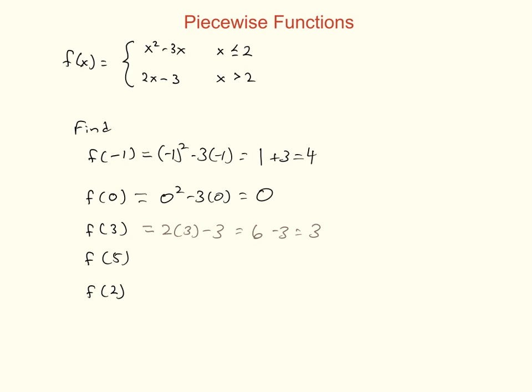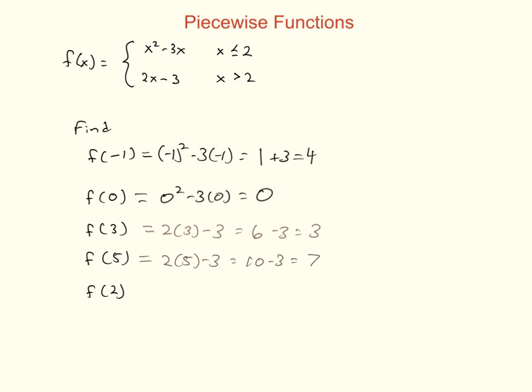f of 5 also is a number that is bigger than 2, so I plug it into that bottom piece, and I know f of 5 is going to be 2 times 5 minus 3, which is 10 minus 3, which equals 7.